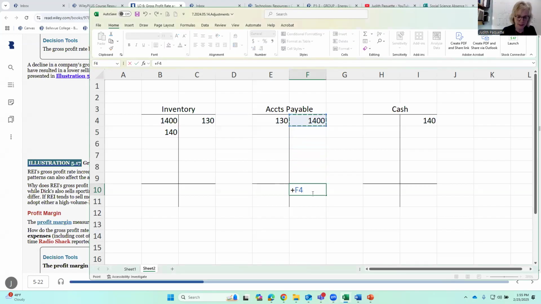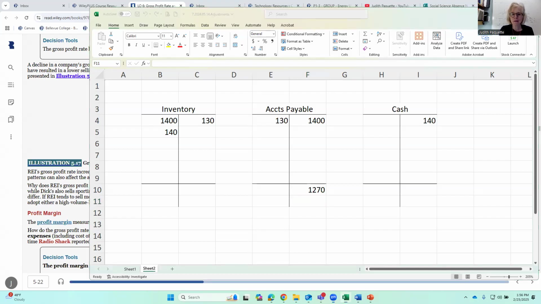All right. So I'm going to calculate my balance. And I know we have lots of other activity in accounts payable, but I'm just focusing on this one transaction of the calculators. The buyer originally owed 1,400. The buyer returned 130. So the buyer owes 1,270 right now.